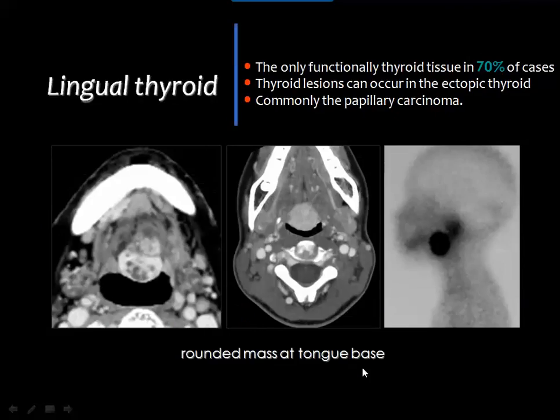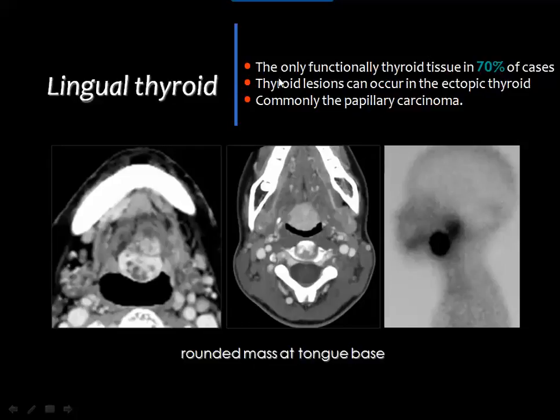Then these are two different examples of an ectopic thyroid gland or lingual thyroid at the base of the mouth floor encroaching on the oral cavity, and this is the thyroid scan where you see uptake near the floor of the mouth without uptake in the lower part of the neck.